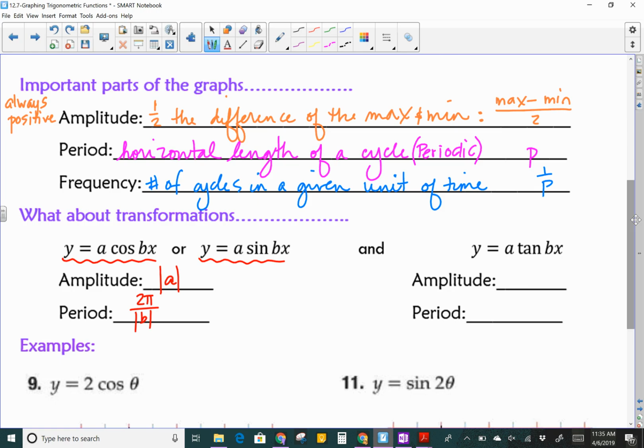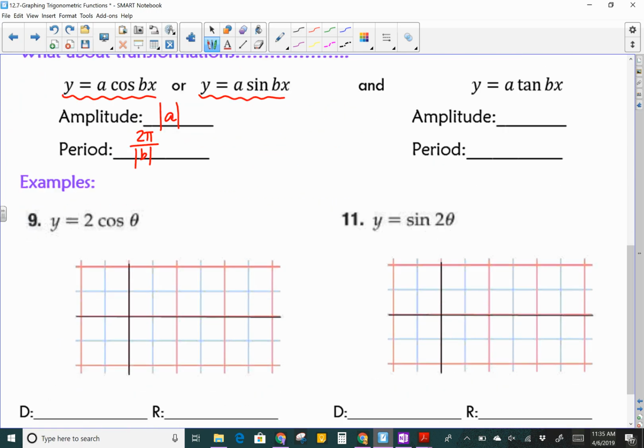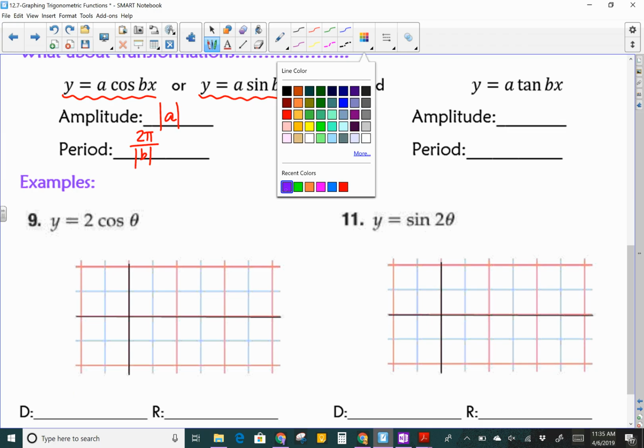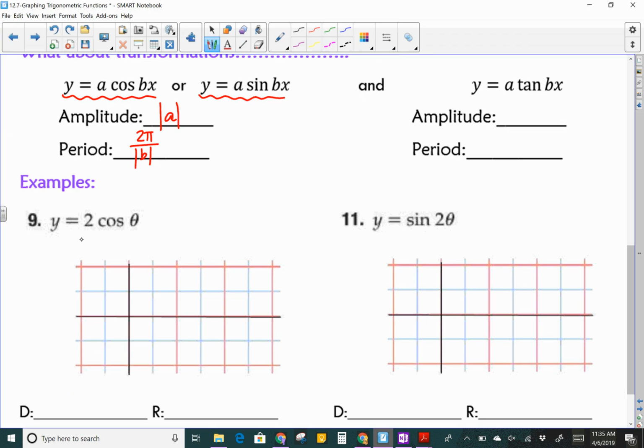All right, so let's do some examples so you can understand how easy these things are to graph. The first one says y equals cosine of 2 theta. Theta is the same thing as x. So this is my theta, this is my y. Whenever you're graphing trig functions, you're always going to have to find the period, and you're going to need to know what that a value is. So a in this case is 2. My period is 2 pi over b. Well, b is 1 because that's the coefficient of my theta, so it's just 2 pi.